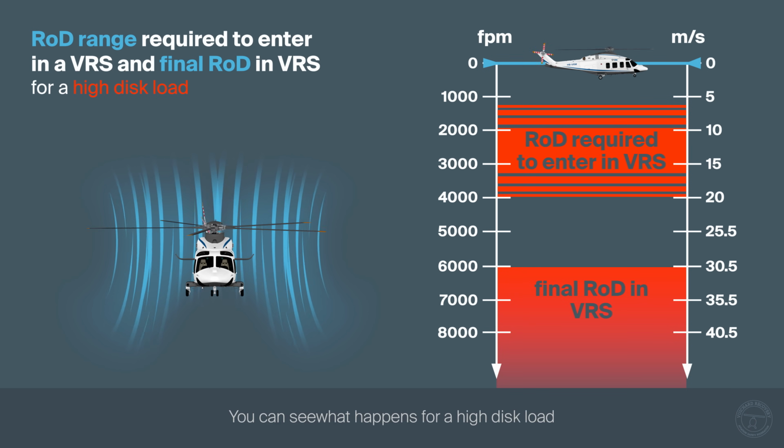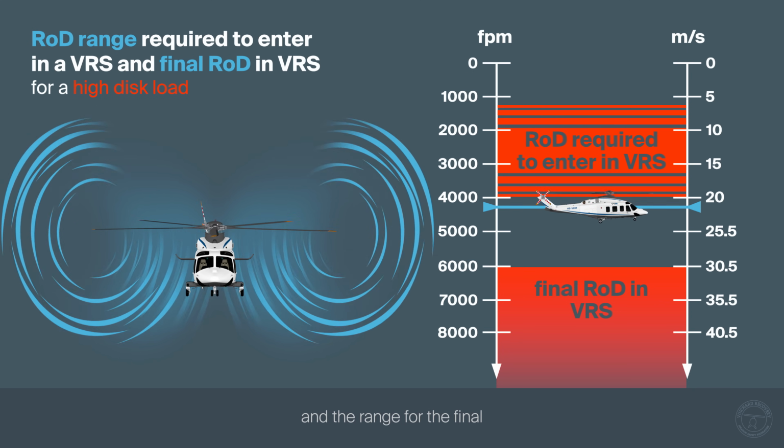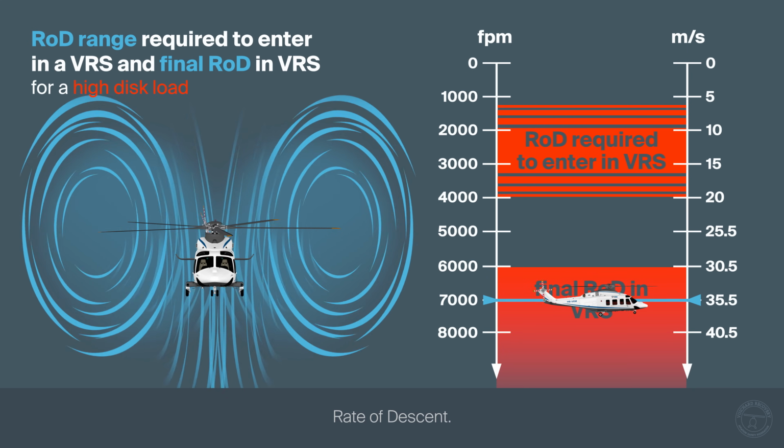You can see what happens for a high disk load with the range required to enter in a vortex ring state and the range for the final rate of descent.